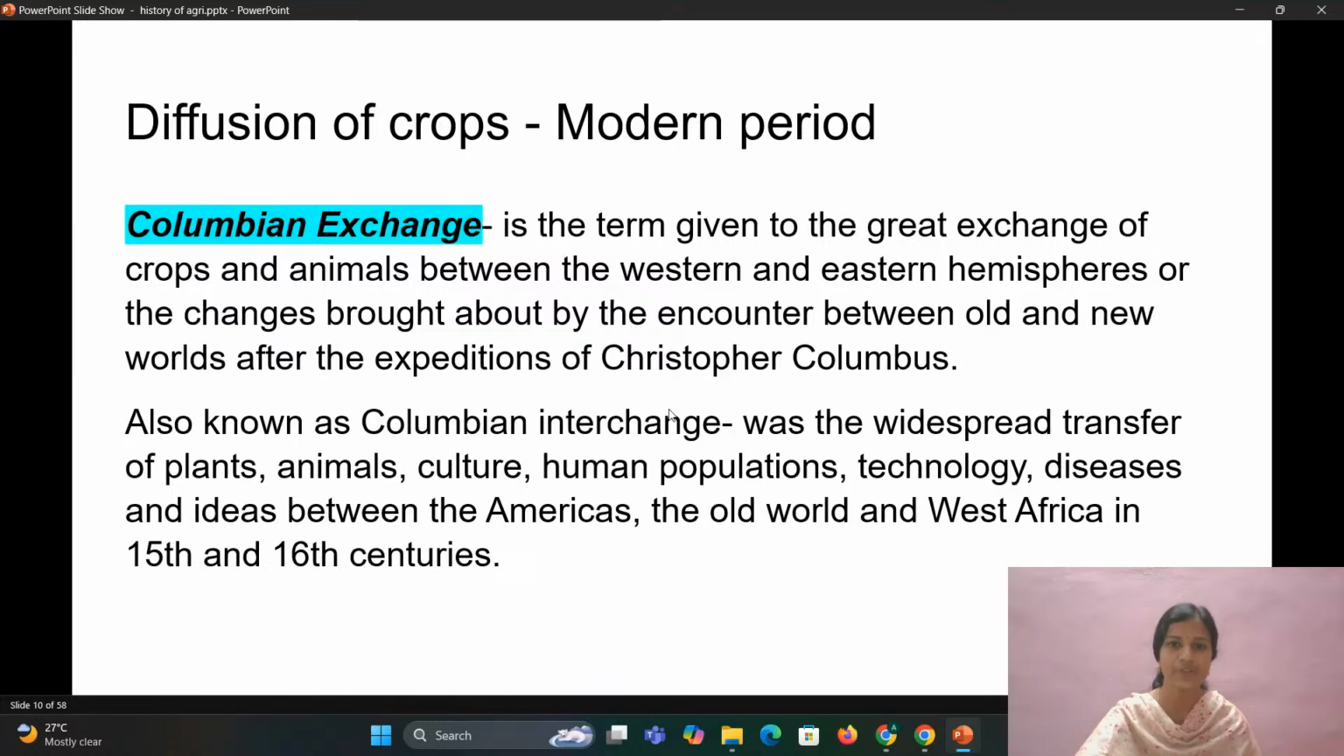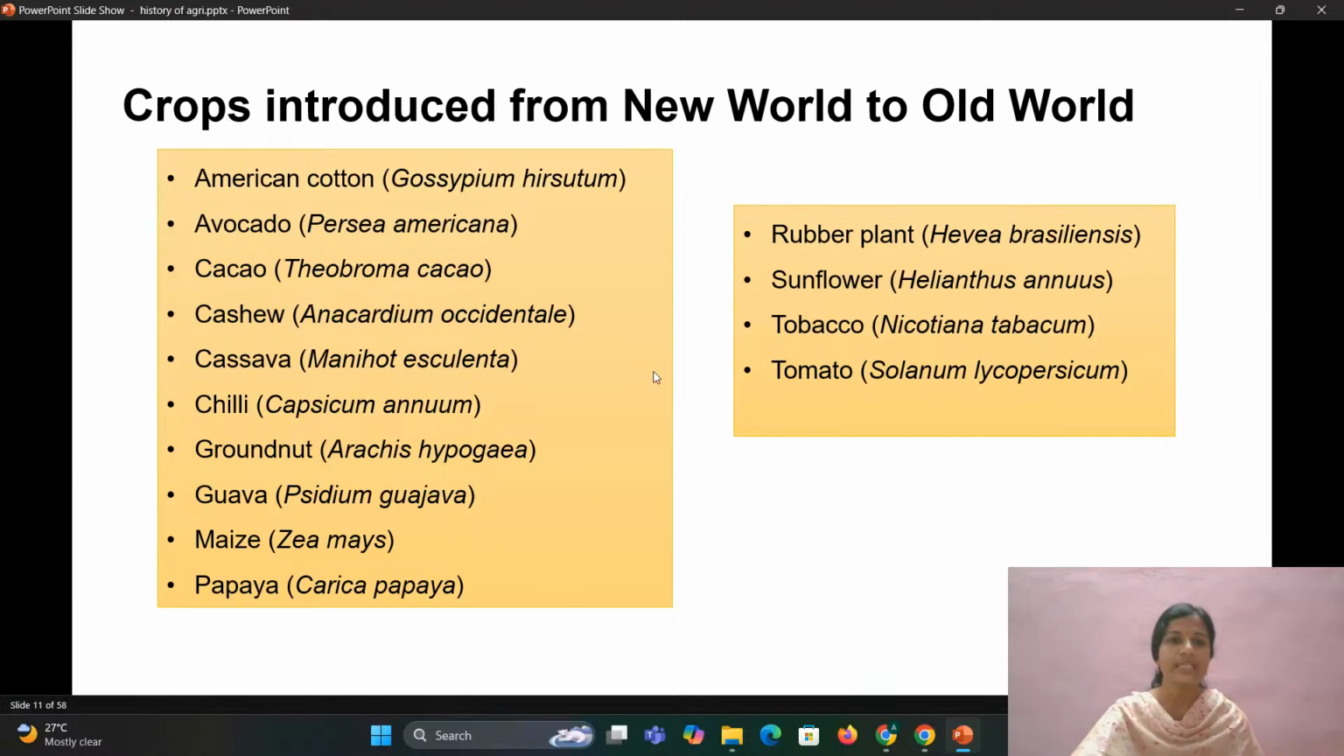So after the discovery of America, there was a widespread transfer of plants, animals, cultures, human populations, technologies, diseases, etc. during the 15th as well as the 16th centuries. So these are some of the examples of the crops that were introduced from the New World to the Old World. That is from the Americas to Asia, Africa, and Europe. So these are the major crops.